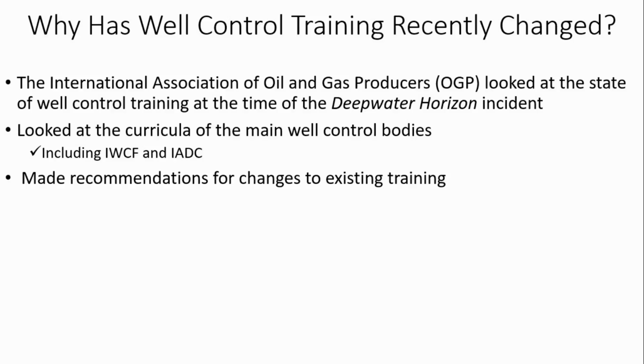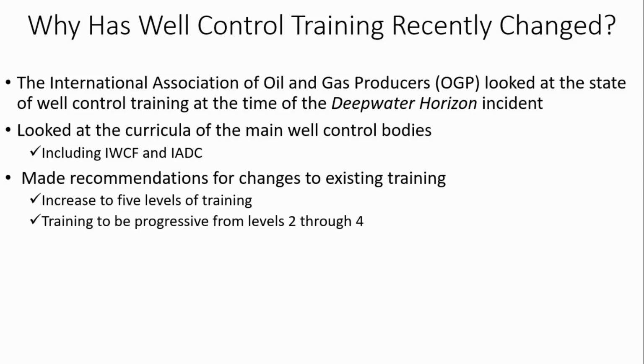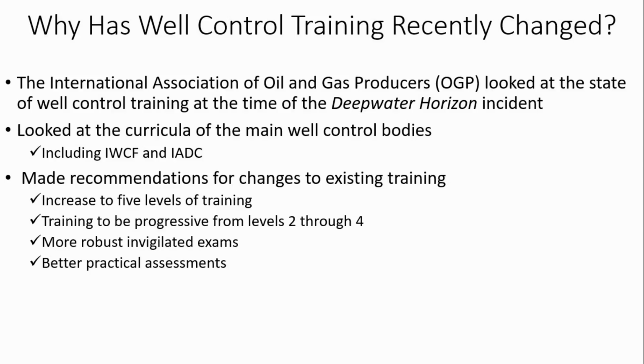They made these recommendations on existing training, and they included increasing from 3 levels to 5 levels of training. And they said the training should be progressive through levels 2 to 4. So no longer are you able to just walk off the street and take driller's level or supervisor's level training. You must start at level 2 and work your way through. Also, they asked for more robust invigilated exams to try and cut down on the cheating.